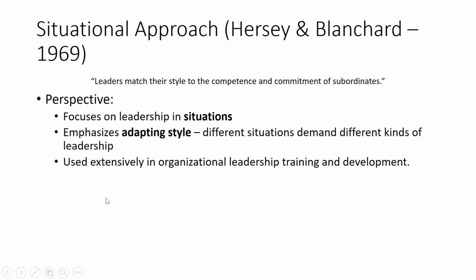Let's talk a little bit here about Hersey and Blanchard. Okay, the seminal source is 1969, obviously, and I kind of like this quote out of their article: leaders match their style to the competence and commitment of the subordinates. Okay, now we're talking about a situational base, and most of you know what situation means. So what are we looking at here? Well, we're going to focus on situations. Situations include not only the internal, but the external environment in which the leader and the follower are involved.